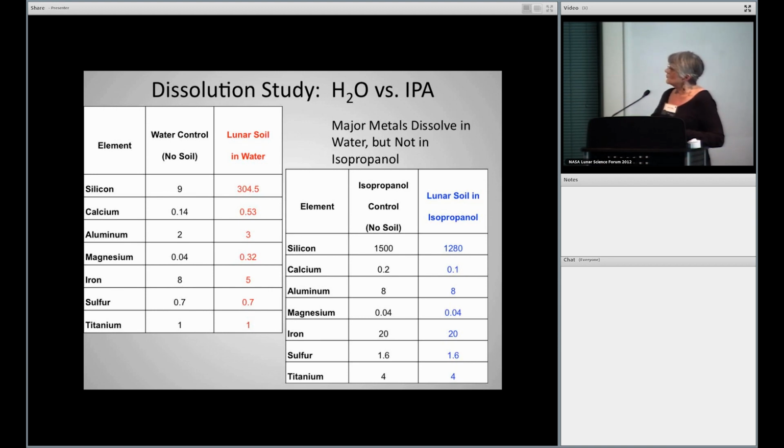Now, when we put the lunar soil in the water and left it for a few days, we had a much larger amount of silicon, calcium, a little bit more aluminum, a lot more magnesium, and roughly the same in these others. So you see there was a lot of material that was dissolved in the water. We did the same thing with isopropanol. Here's our control, which actually seems to have more silicon than the one that we put the lunar soil in. There's obviously nothing dissolving in this case.